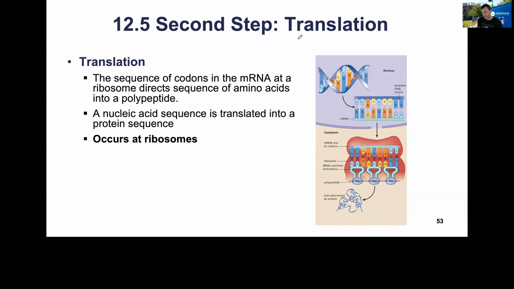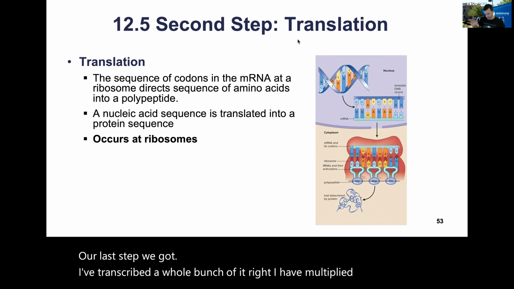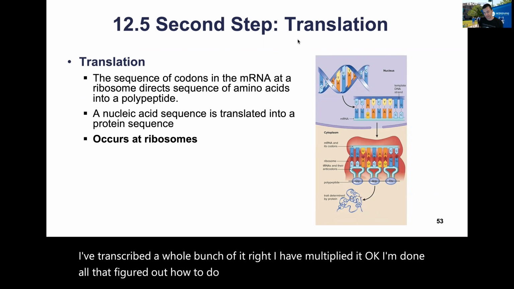In our last step, I've transcribed a whole bunch of it, right? I've multiplied it. Okay, I've done all that, figured out how to do that, saw how that happens.